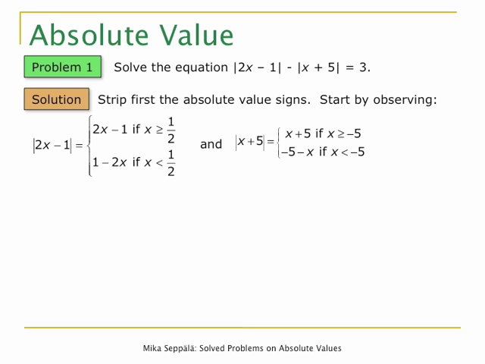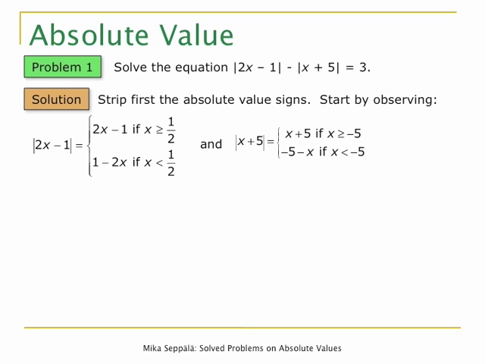To solve such an equation, we must always first get rid of the absolute value signs. We do that by limiting x into intervals where neither 2x minus 1 nor x plus 5 changes its sign.